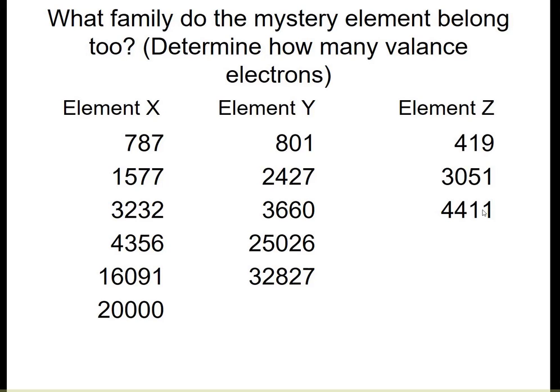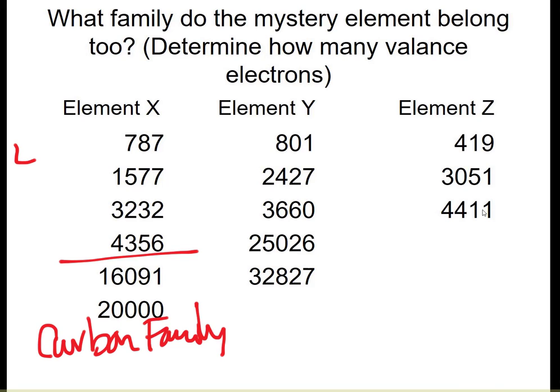Okay, we're back. With element X, I see there's a big jump right here. So this would be the carbon family. I could say that it has 4 valence electrons. I can say its oxidation number is +4. And I could also say that in the carbon family, everything ends in a p2. So that's all some information that I can get from this data.